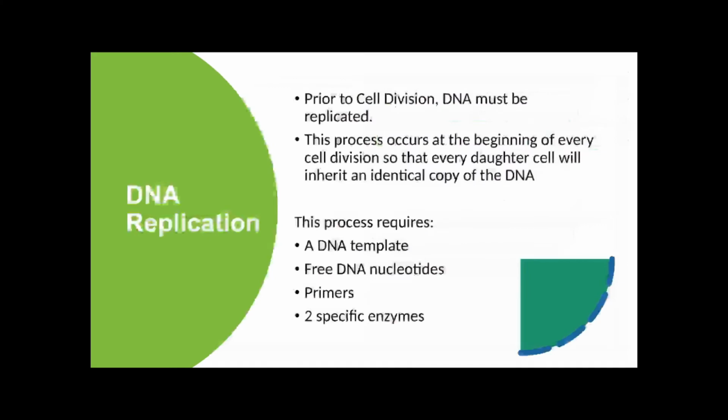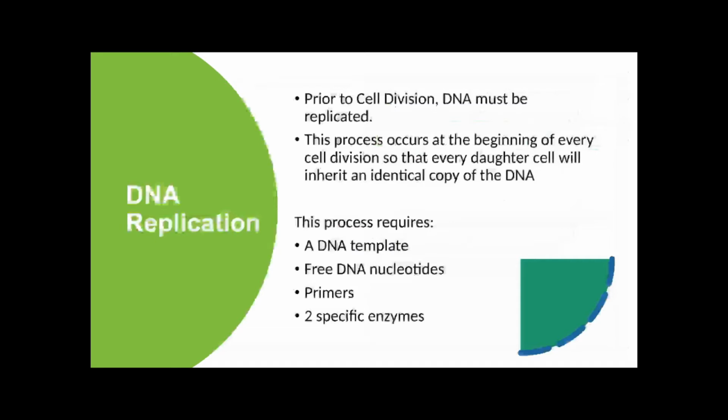Okay, so already we talked about that it happens prior to cell division. We need to have a DNA molecule to copy. We need to have free DNA nucleotides. Free means they're floating around inside the nucleus, because remember these are the building blocks of DNA, so we need to have these to build a new strand.